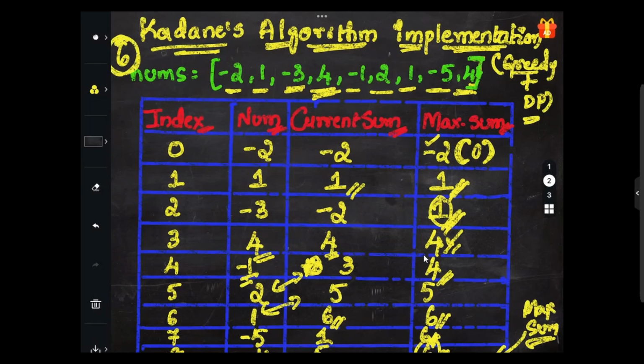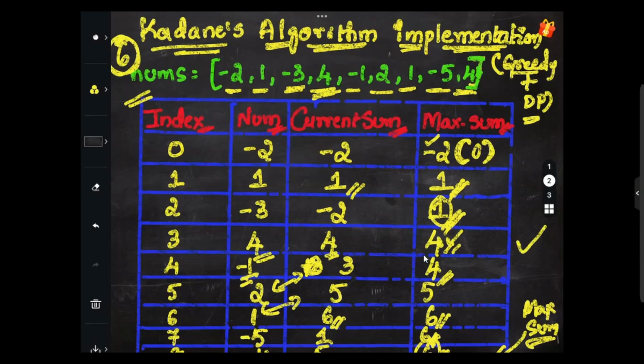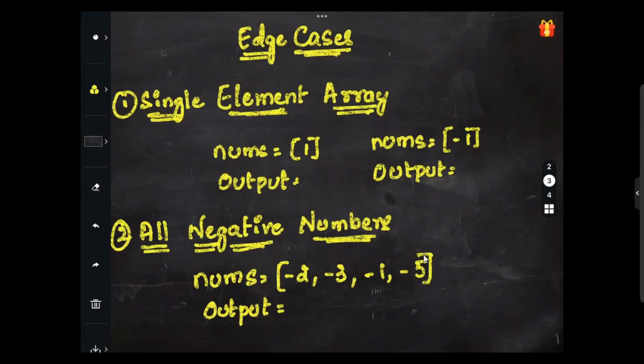Right? We got this one from Kadane's algorithm implementation, greedy plus DP. We saw this one. The output that they mentioned for the particular question is 6, and the output that we got is also 6. So the approach works correct. In this case, the approach works absolutely correct. I hope the approach is completely clear, right?